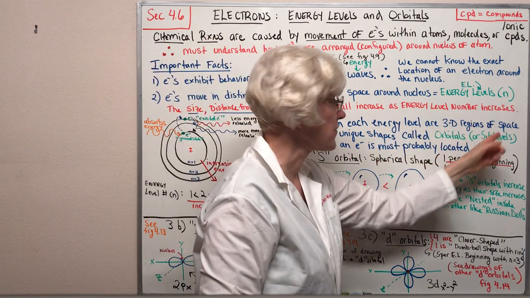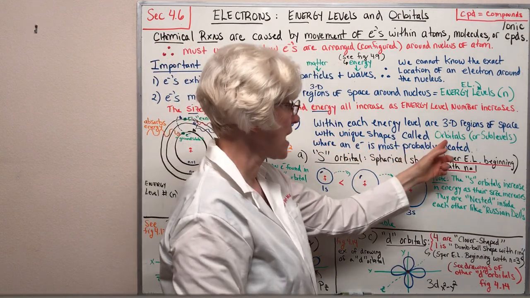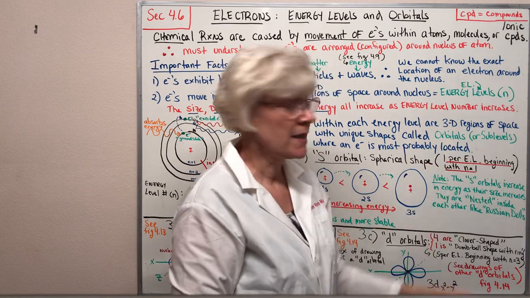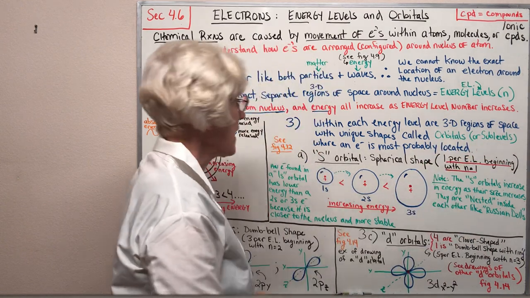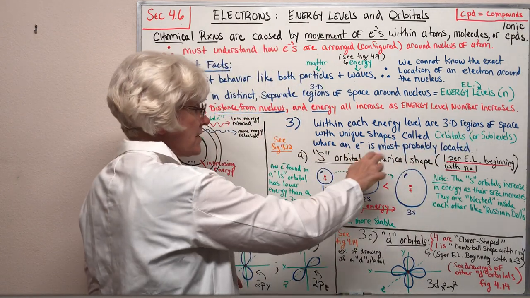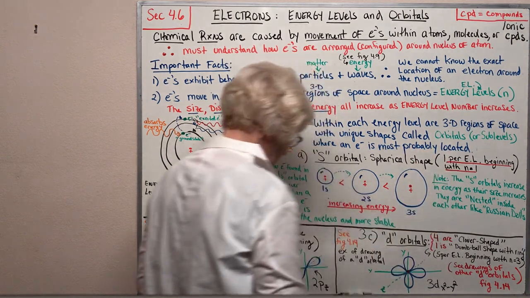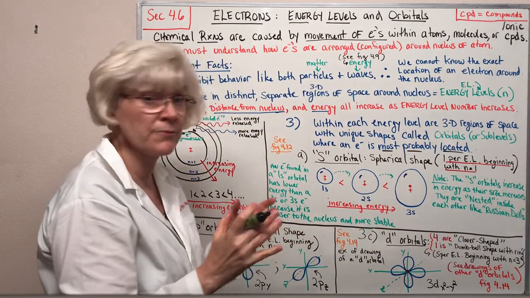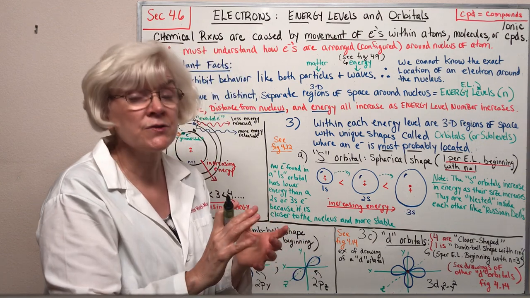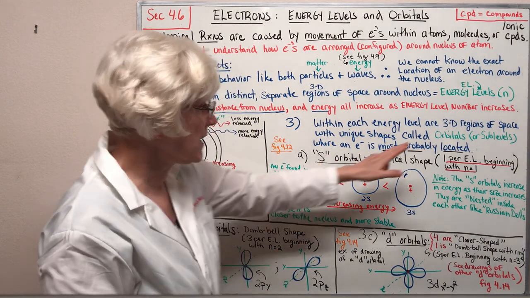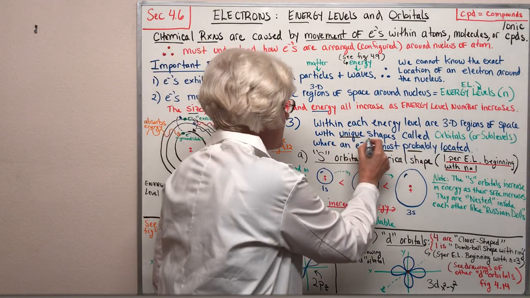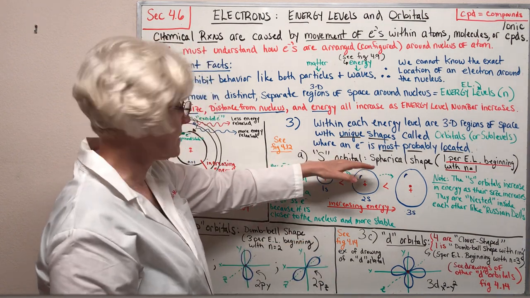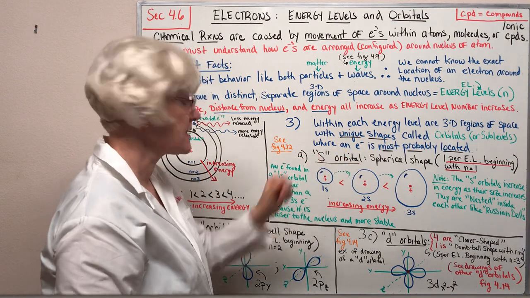Within each energy level are 3-dimensional regions of space with unique shapes called orbitals. That's how I will refer to them. Your textbook can refer to them either as orbitals or sublevels. These orbitals or sublevels are regions of space where an electron is most probably located. Remember, we don't know exactly where they are, so we speak of probability regions within energy levels where they are most likely found. These regions are called orbitals, and they have specific unique shapes that you need to be familiar with. The first of these regions, first orbital I'd like to talk about, is the S orbital.